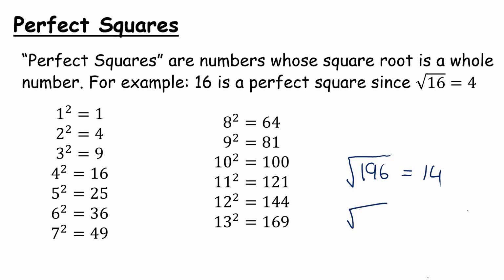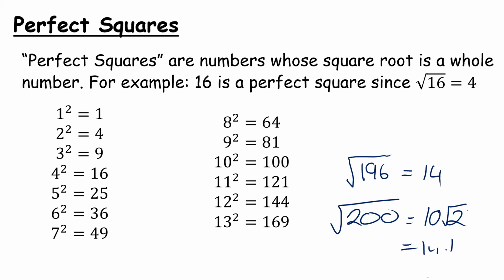If I gave you the number 200 and asked, is that a perfect square? Same method, we do the square root. If you put it into your calculator, what you'll find is you will be left with a surd in the first instance if you're using a new calculator. What the new calculators will give you is 10 root 2, and if you convert it, it gives you 14.14 on. Basically what that means is it is not a perfect square. So that one is not a perfect square, that one is a perfect square.